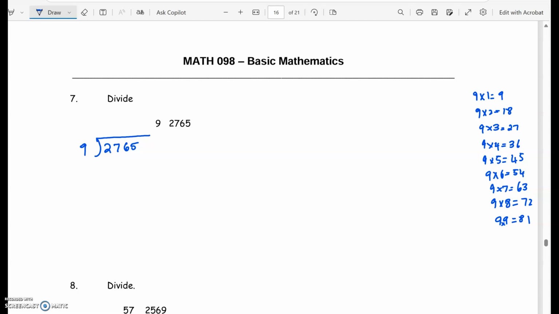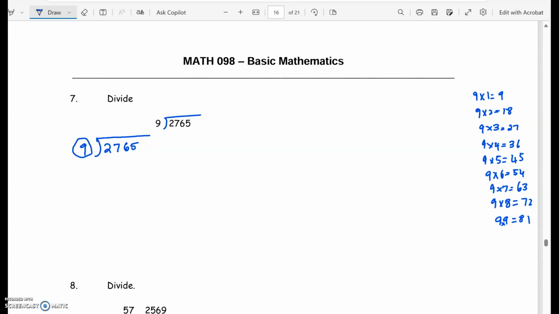So here we're going to divide 2765 by 9. So the divisor is 9 and the dividend is 2765. What you divide by always sits outside. So we're going to go digit by digit, starting with 2.